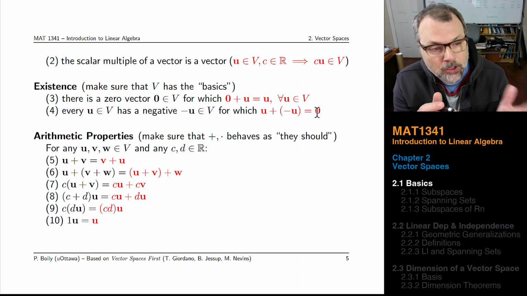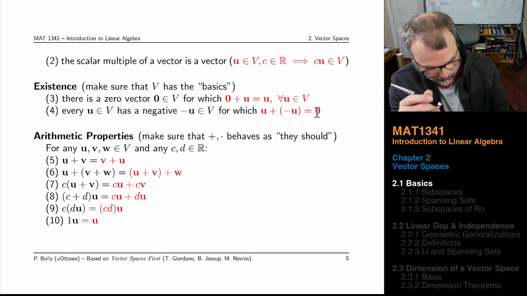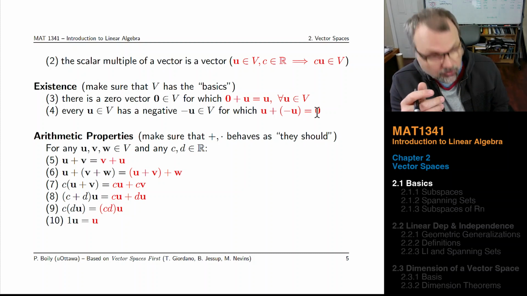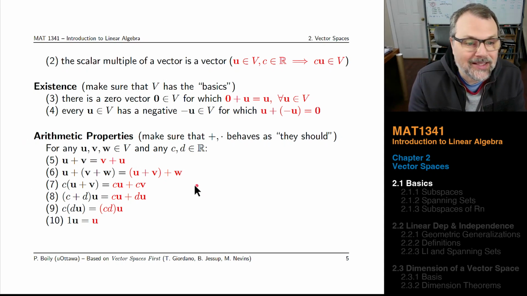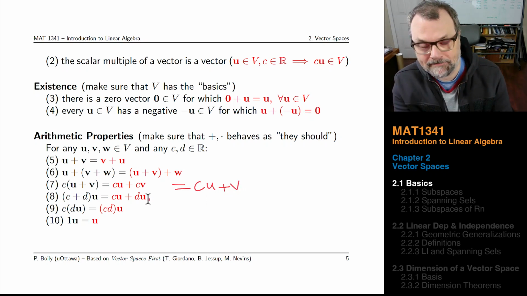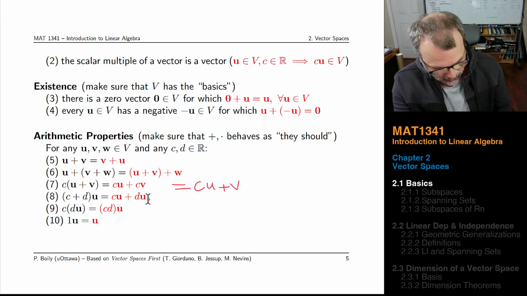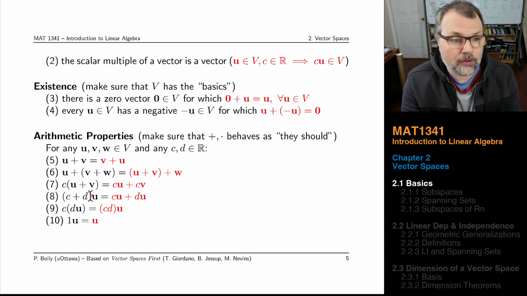The scalar multiplication on a sum, well, you can distribute the scalar. So c(u plus v) would be cu plus cv. Very important, c(u plus v) is not the same thing as cu plus v, unless c was equal to 1 in the first place, right? You can also distribute a sum of scalars over a vector, so (c plus d)u is cu plus du.